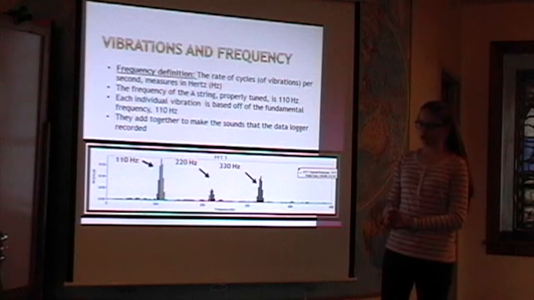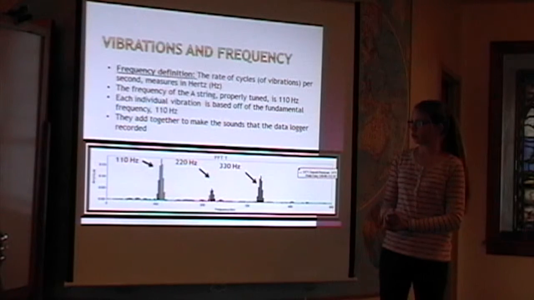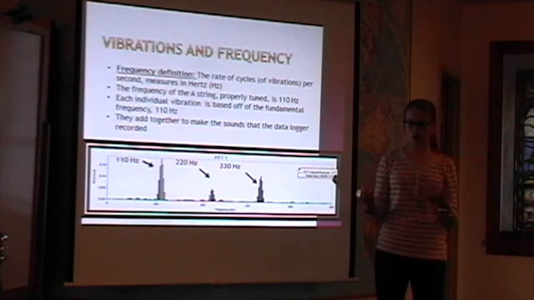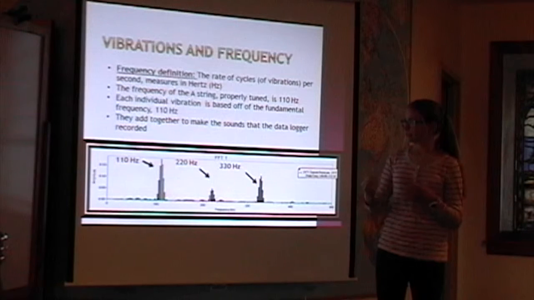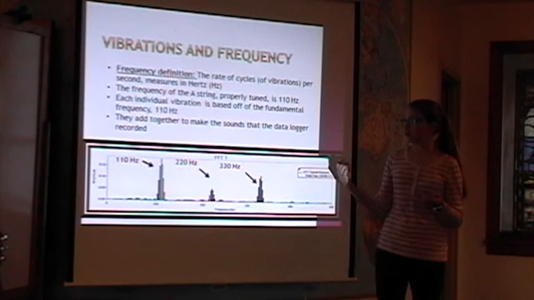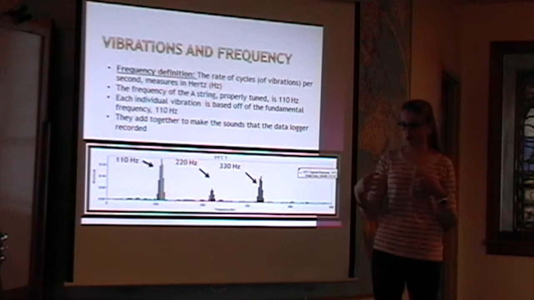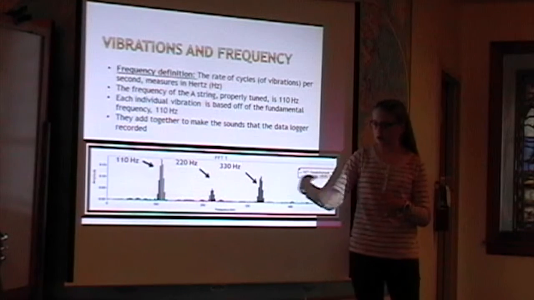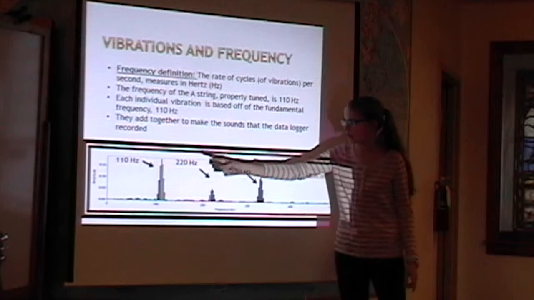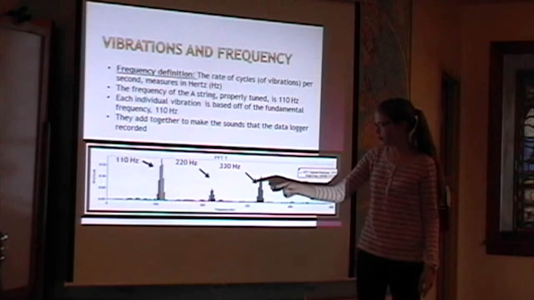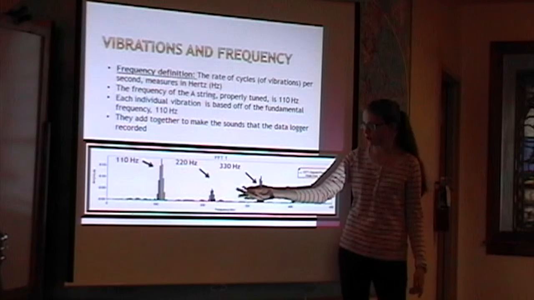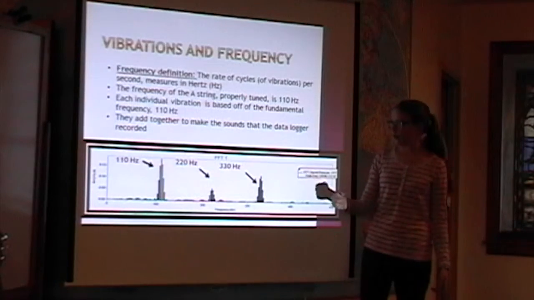The definition of frequency is the rate of cycles of vibrations per second, measured in hertz. It can be any time unit, but seconds is the most reliable because they move so fast. The frequency of a properly tuned A string is 110 hertz. So each individual vibration is based off of the one frequency of 110. It always has that same frequency, but depending on the amplitude, it changes to multiples of 110: 220 hertz and 330 hertz, and even 440, etc.